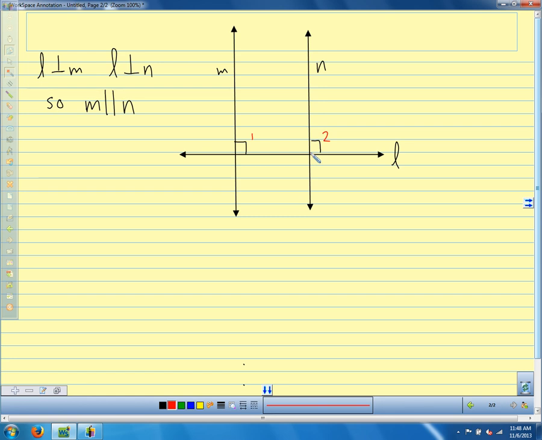You remember? Corresponding. If I took this line and shifted it all the way over here, those angles would be sitting right on top of each other. So we call those corresponding angles. So angle 1 and angle 2 are corresponding. They're both 90 degrees, so angle 1 is congruent to angle 2. And if corresponding angles are congruent, then we know that the lines are parallel. So that one's really easy. The reason for that.